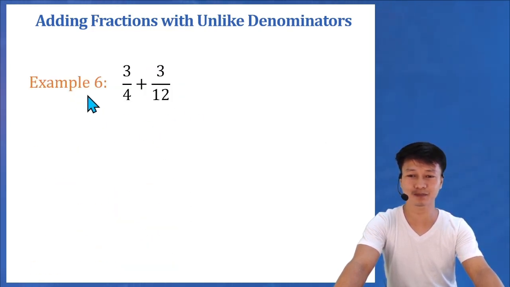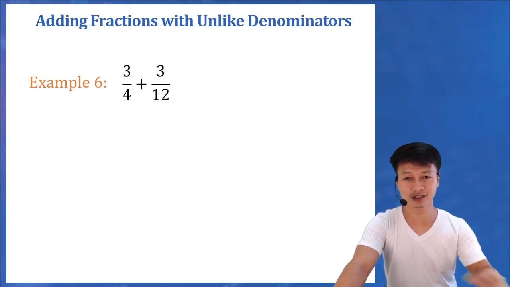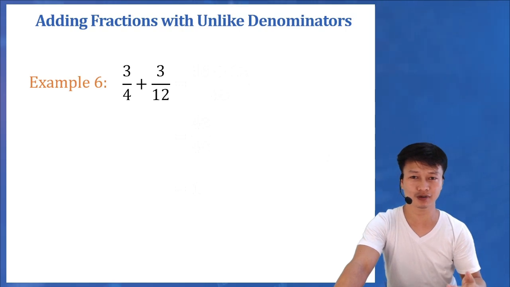Okay, next, let's take another example. We have example number 6: 3 over 4 plus 3 over 12. Again, these two fractions are dissimilar, and so we cannot add them directly like what we did in similar fractions. So what are we going to use now? The butterfly method. But if you are good enough to add dissimilar fractions using LCD, it's up to you if that is the method you are going to use.